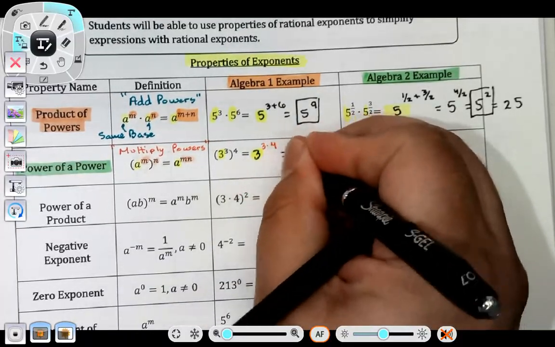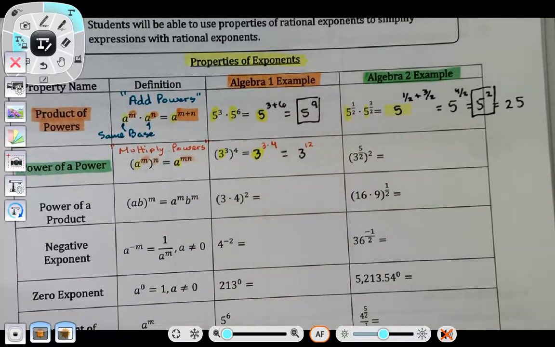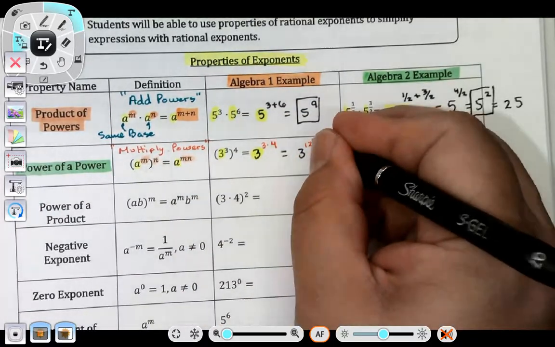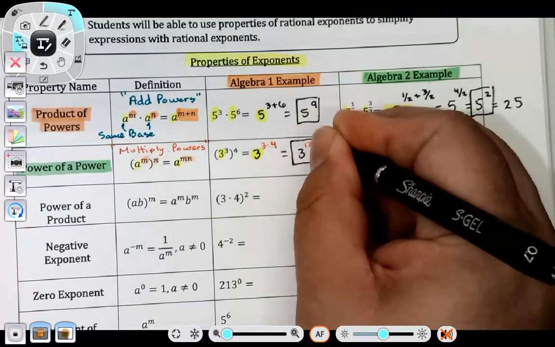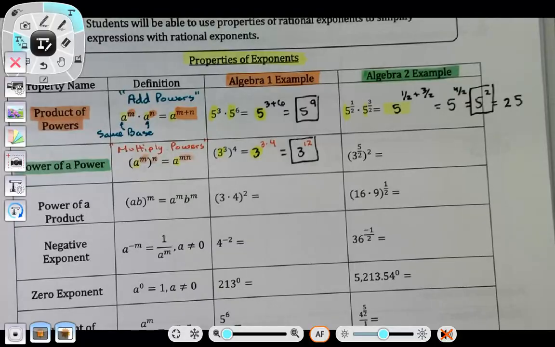And there's my answer: 3 to the power of 12. That's, again, a big number. If the student wants an actual value, you throw that into the calculator and get the answer. But for now, we're just talking about rules.